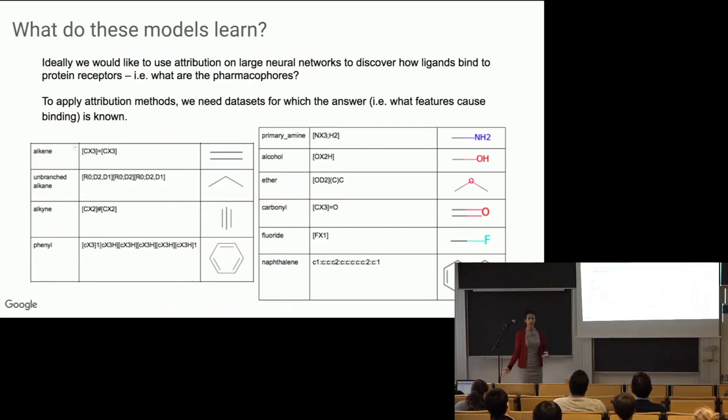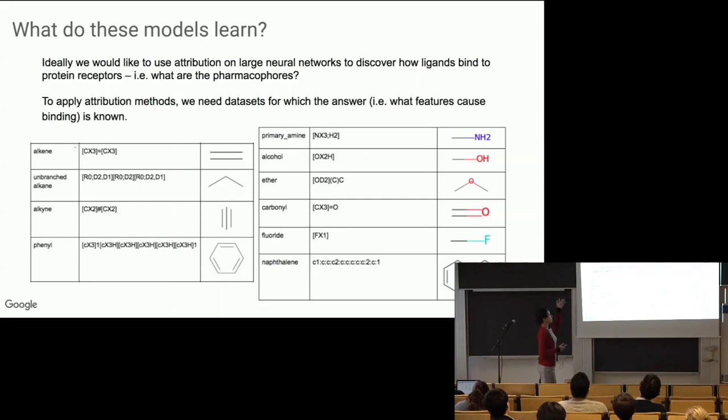I'd really like to know what the pharmacophores are. Why does this molecule bind to this protein receptor? Can you tell me? And can I then use that knowledge to design a better binder, a better ligand? If I want to do lead optimization or any of these tasks, I really need to know how to move in the space, and so I need to be able to examine the network.